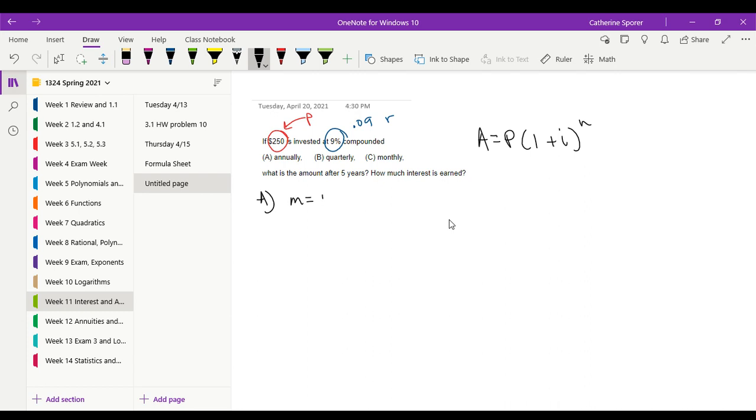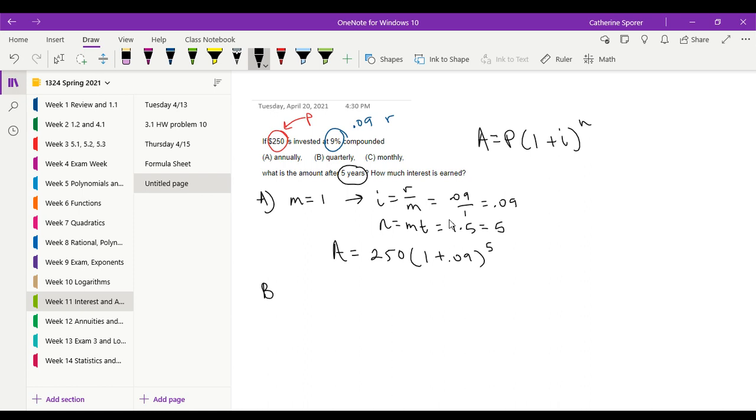So we use M equals 1. And that means that to calculate the I value, we're doing R over M. So it'd be 0.09 over 1, so just 0.09. And to calculate the N value, we're doing M times T. M is still 1, and T is the time in years. So 1 times 5 would be 5. So this setup to get the amount would be A equals 250 times (1 plus 0.09) to the fifth.